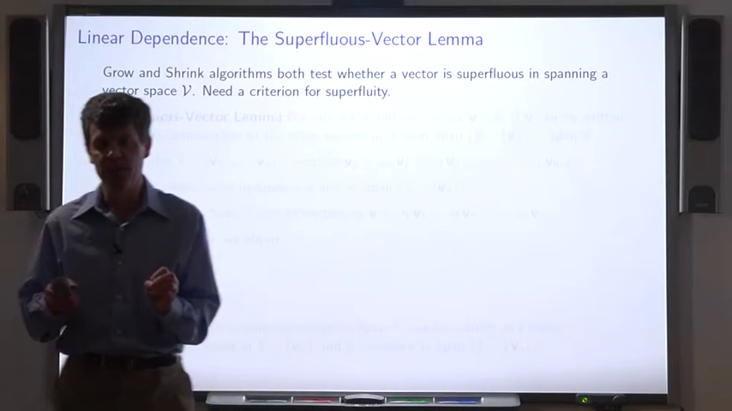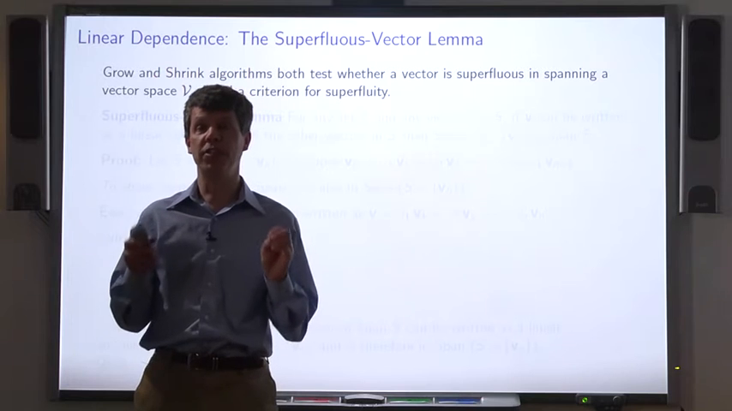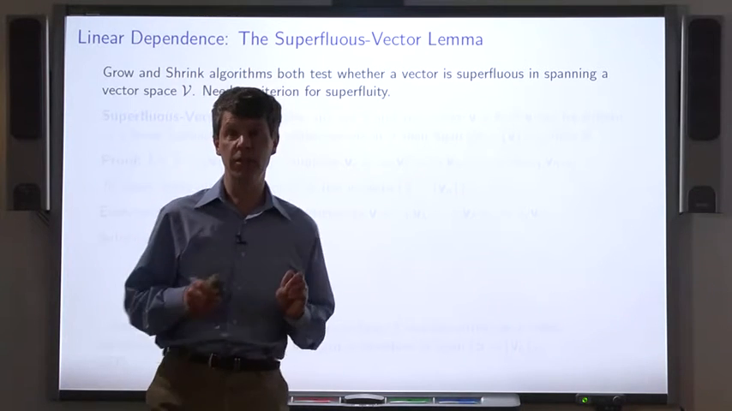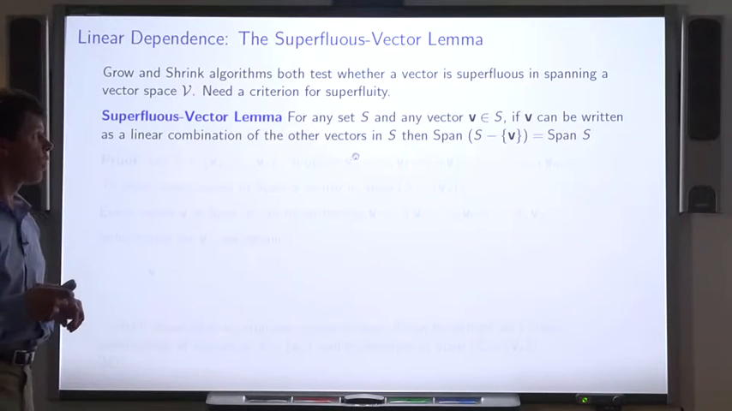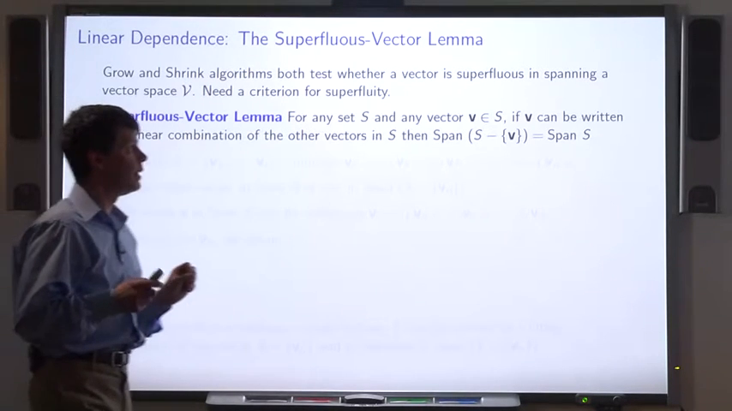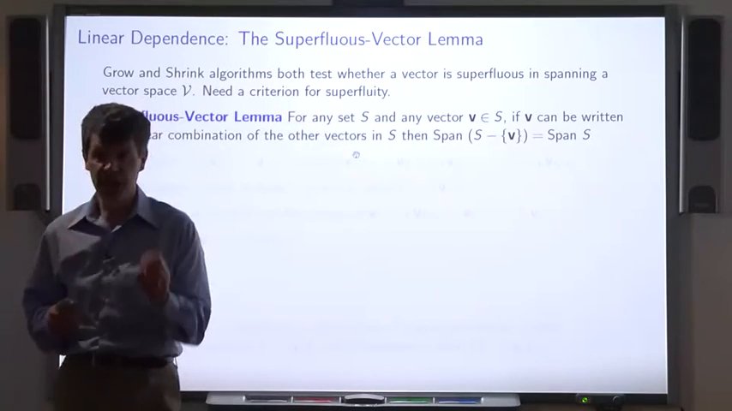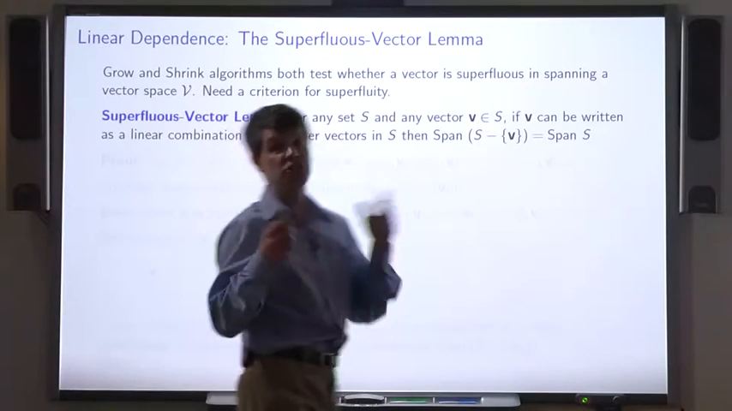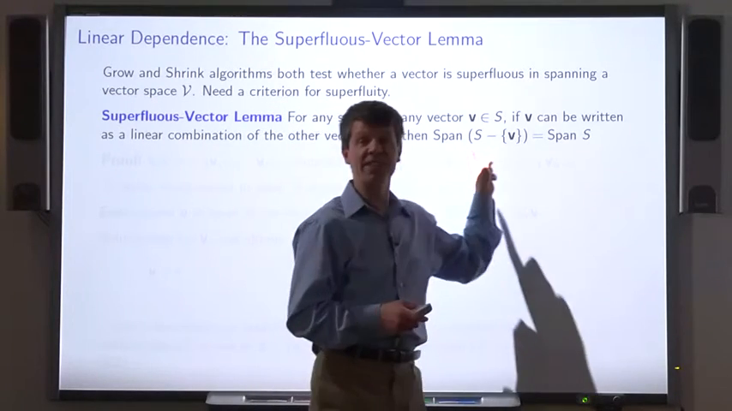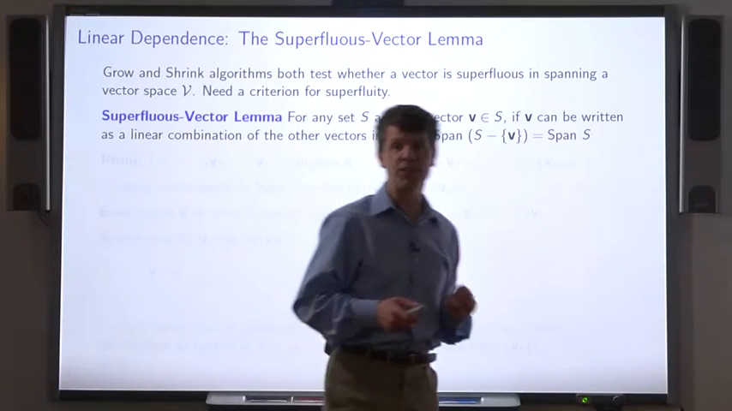The grow and shrink algorithms for vectors both need to test whether a vector is superfluous. So we need a criterion for testing that. So here it is. For any set of vectors and any vector v in that set, if v can be written as a linear combination of the other vectors in that set, then it's not needed. Span of the set without that vector equals span of the set with that vector.